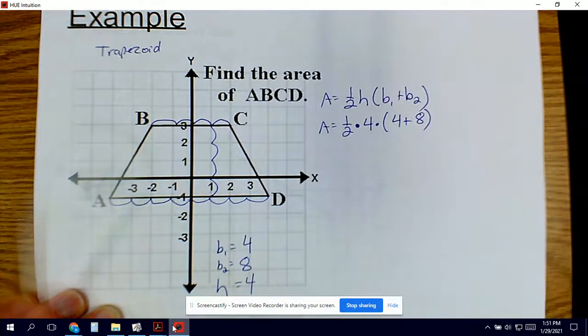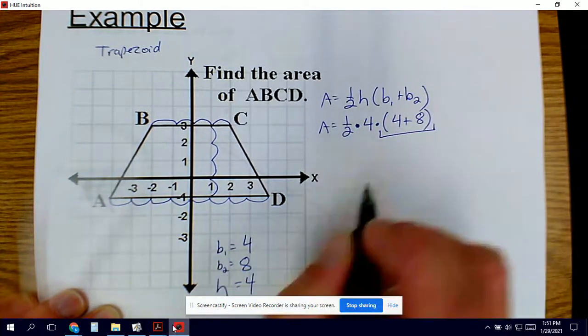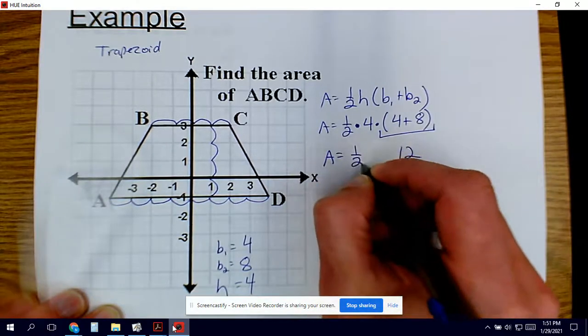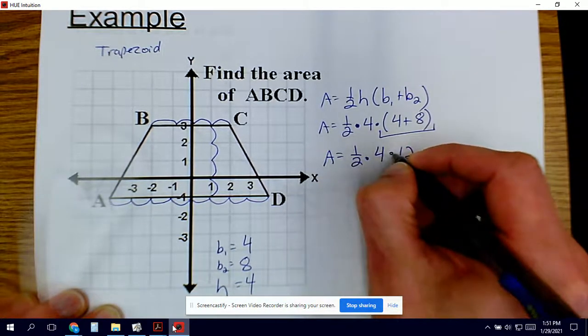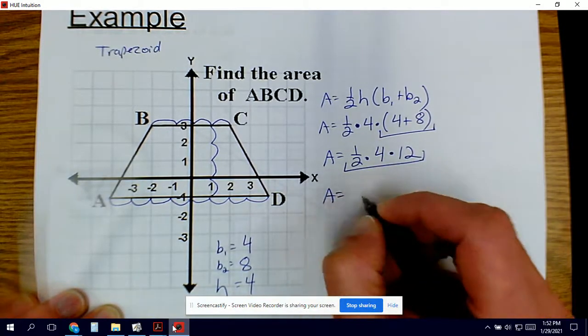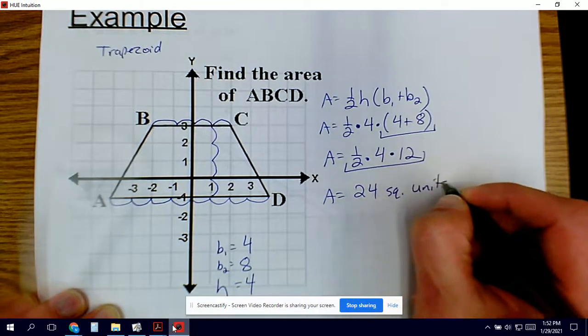Close that quantity. Now use your order of operations to simplify your formula. Grouping symbols first. 4 plus 8 is 12. Area equals 1/2 times 4 times 12. Performing that multiplication, 1/2 times 4 times 12 gives us an area of 24 square units.